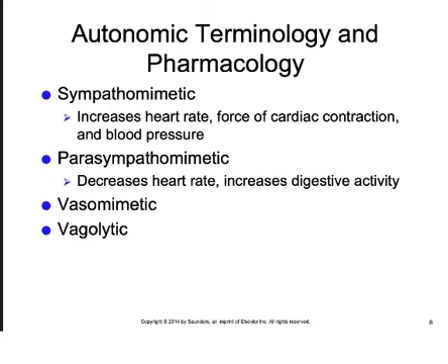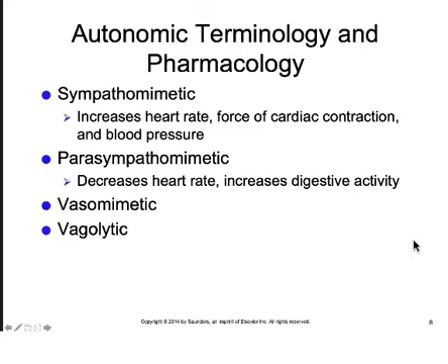So one of the things we need to appreciate when we deal with the autonomic nervous system is the effect of certain drugs on its function. Sympathomimetic medications are going to mimic the action of the sympathetic division of the autonomic nervous system. So you're going to see an increase in heart rate, an increase in the force of contraction of the heart, and an increase in blood pressure.